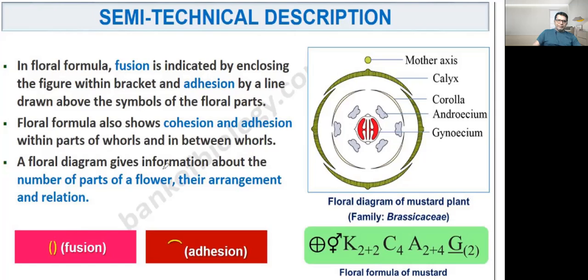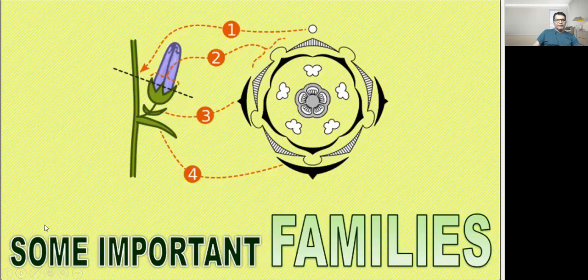Floral diagram gives information about the number of parts of the flower, their arrangement, and their union. So this is a floral diagram of the mustard plant. It belongs to family Brassicaceae, and this is the floral formula of the mustard plant. Now I will be discussing some important families.